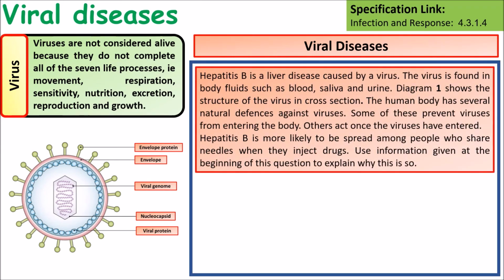Hepatitis B is a liver disease caused by a virus. The virus is found in body fluids such as blood, saliva and urine. The diagram shows the structure of a virus in cross-section. The human body has several natural defences against viruses. Some of these prevent the viruses from entering the body, others act after the virus has entered.